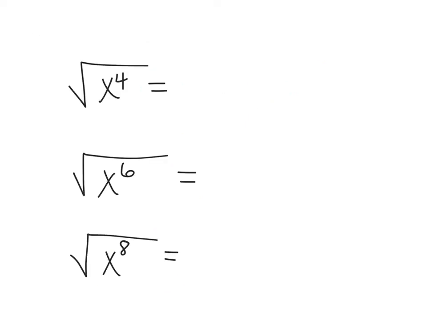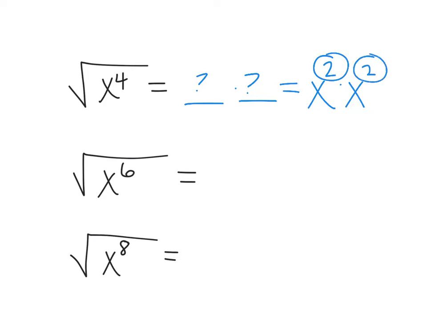All right, let me show you a couple pretty simple ones then. So if I was going to ask you the square root of x to the 4th, you need to think in your head, what times what is x to the 4th? And remember, this has to be the same number. Okay, so I'm going to think in my head, well, x squared times x squared, if I use my laws of exponents, that does equal x to the 4th. So the answer to this is x squared.